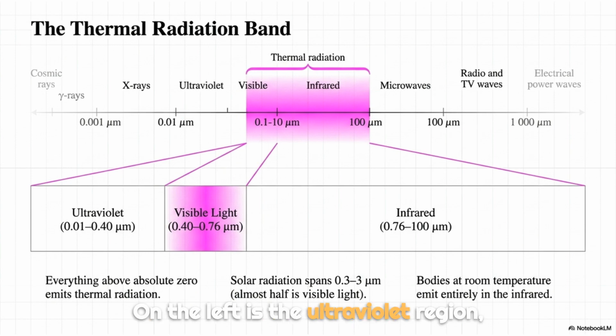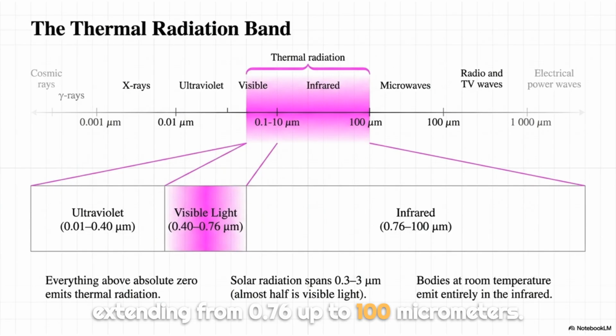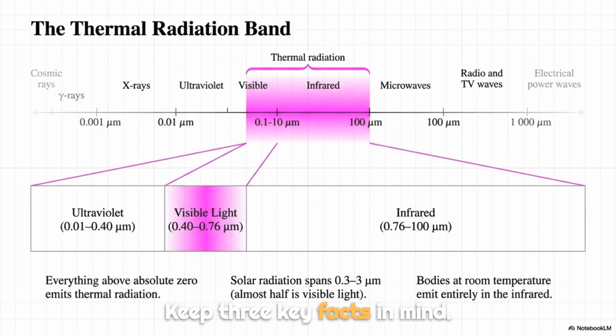On the left is the ultraviolet region, spanning from 0.01 to 0.40 micrometers. In the middle is the visible light region, a narrow window from 0.40 to 0.76 micrometers. To the right is the vast infrared region, extending from 0.76 up to 100 micrometers. Keep 3 key facts in mind.